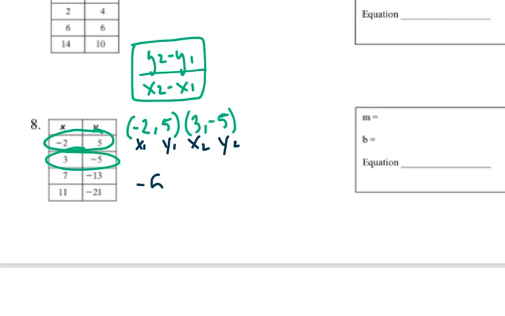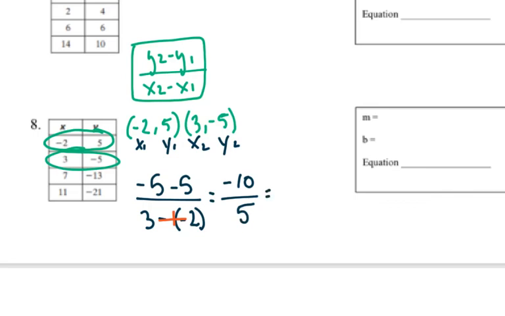So my y2 is negative 5 minus my y1 is 5. x2 minus x1. Be careful. Negative 5 minus 5 is negative 10. This here is a minus negative, so when we have a minus with a negative, it turns into a plus sign. 3 plus 2 is 5. Negative 10 over 5 is negative 2. So I calculated the slope this way because there were negatives. I just pulled off 2 points, and then I used the slope formula to figure out that my m is negative 2.